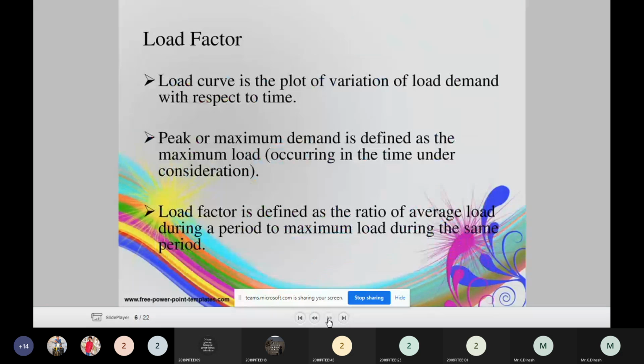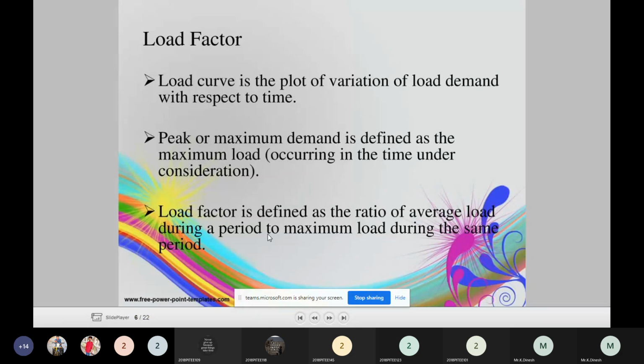Load factor. So the load curve is the plot of the variation of the load demand with respect to time. The peak or maximum demand is defined as the maximum load occurring in the time under consideration. Load factor may be defined as the average load to the maximum load during the same period.